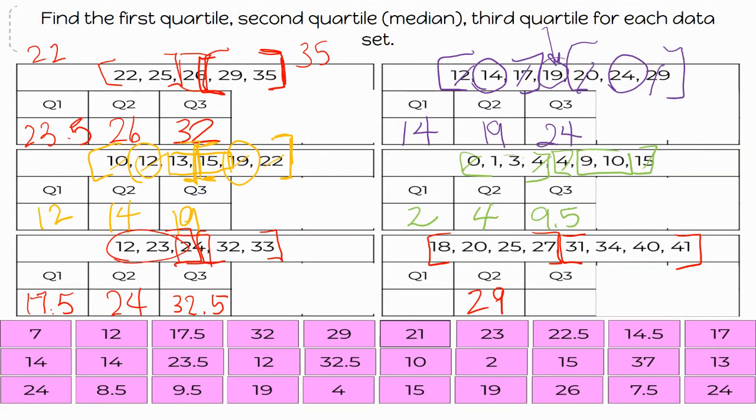Q3 is the median of the upper quartile. So these 4, if I cross them in, I'm in between 34 and 40. Add them together, and you get 74. Divide those by 2. You should get 36. That's not right.